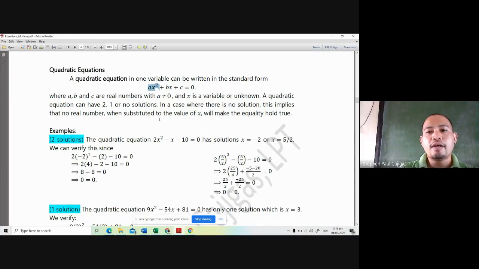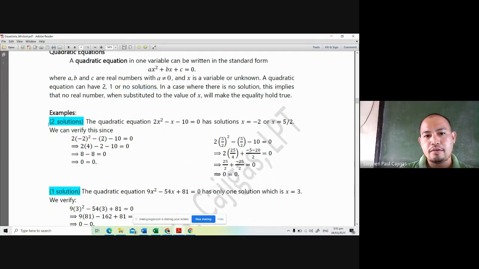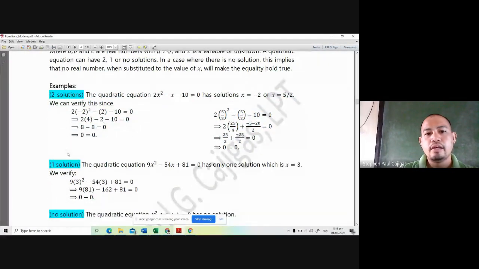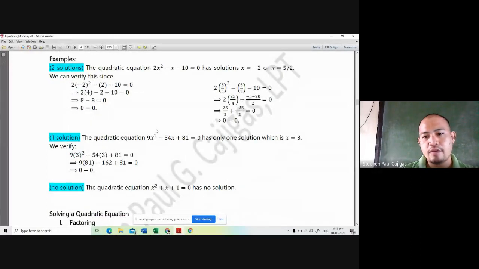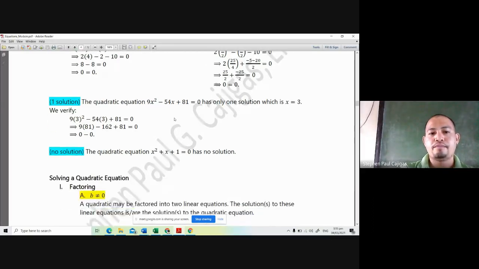Okay. So for a quadratic equation, there can be 2, 1, or no solution. So it can have two solutions, like in this first example that I'm showing that you have in the module. It can also have one solution, and it can have no solution. And if you have read the module, you should have seen examples where there are 2 solutions, where there is only 1 solution, and where there is no solution.